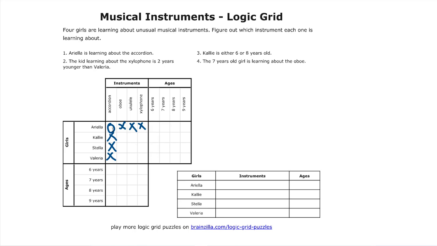And so when you know something cannot be true, I would put an X, and when something can be true, I would put a little circle here.